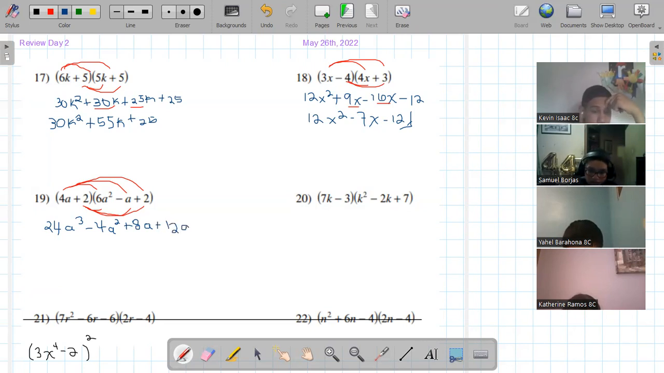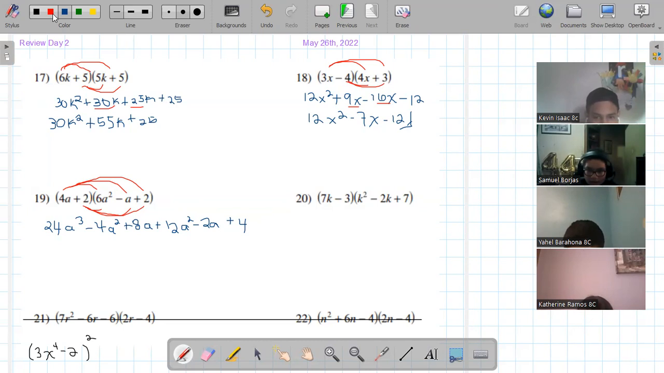To the second power, because the 2 doesn't have a variable. 2a times negative a, negative 2a. And the last one, 2 times 2 is 4, plus 4. Now, what do we do now?